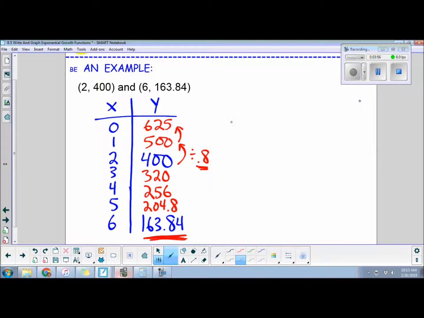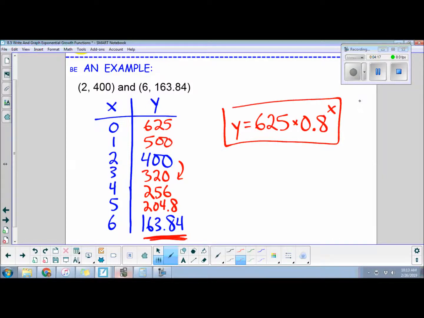My equation is y equals 625 is the start. The pattern, as we came down the pattern, was multiplying by 0.8. That's what we calculated before, so times 0.8. And then when you multiply, that creates an exponent. So here is our exponential equation. 625 times 0.8 to the power of x.